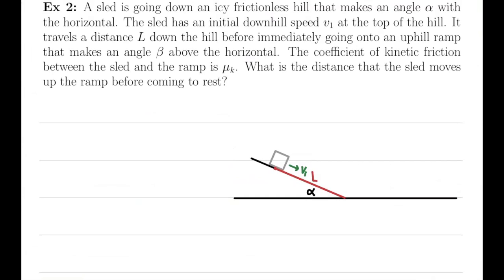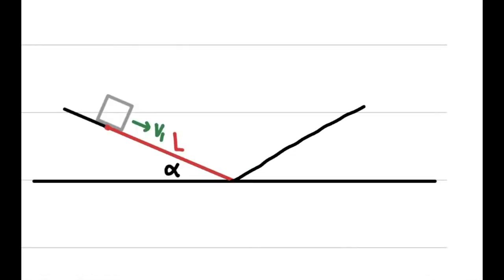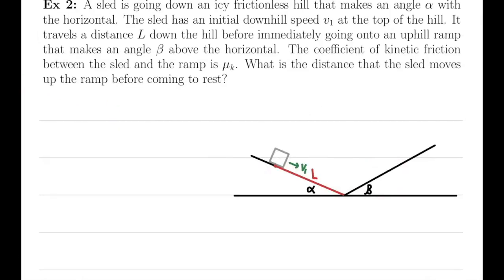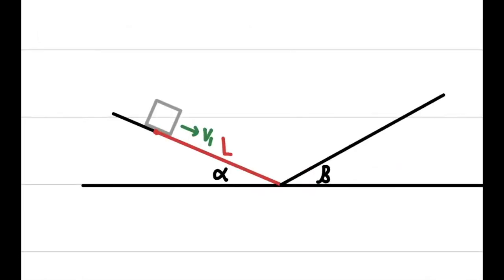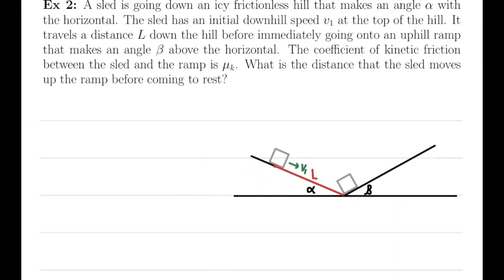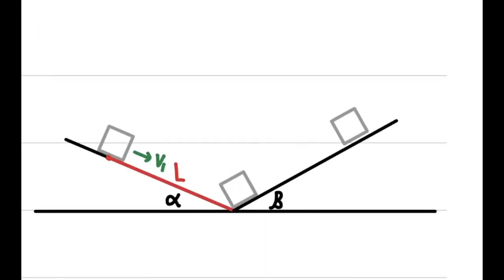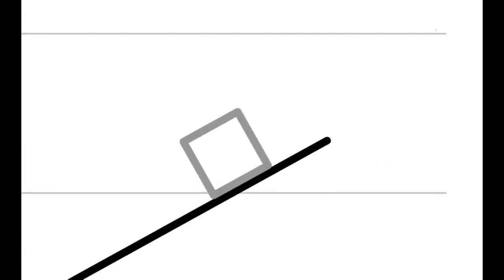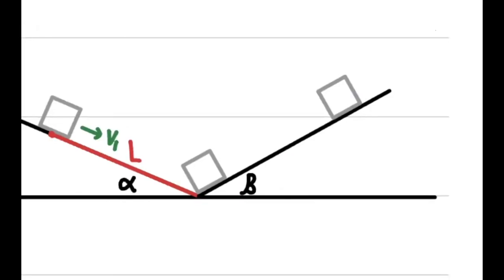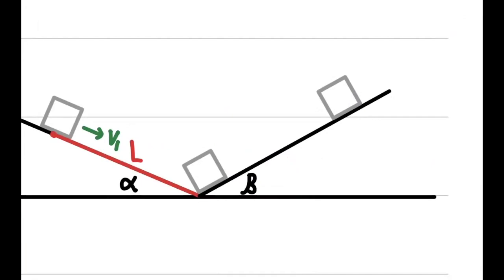And then before immediately going onto an uphill ramp that makes an angle beta with the horizontal, so let's say that looks like this. This is beta. And I'll just label when the box reaches this point right here. All right, so it goes on that ramp, and that ramp has friction with the sled. It has coefficient of kinetic friction mu k. So what is the distance that the sled moves up the ramp before coming to rest? So let's say it goes all the way up there, and then it's at rest. Let's call the distance that it goes up d.